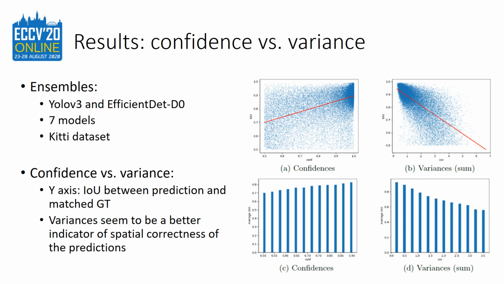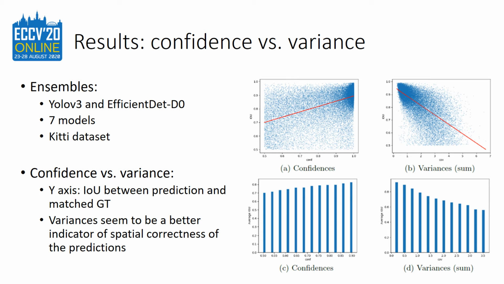Since some of the box merging methods rely on the confidence scores and others on the variance estimations, we wanted to test which is a better quality indicative for the box predictions. To do so, the following plots were made. The y-axis represents the intersection over union between the prediction and corresponding ground truth. The x-axis is the confidence for the plots A and C, and sum of variances on B and D.